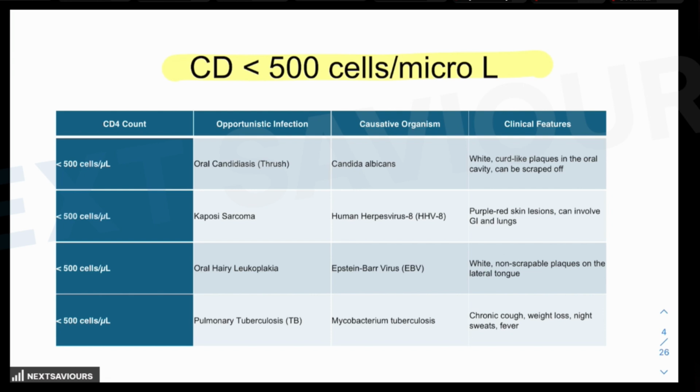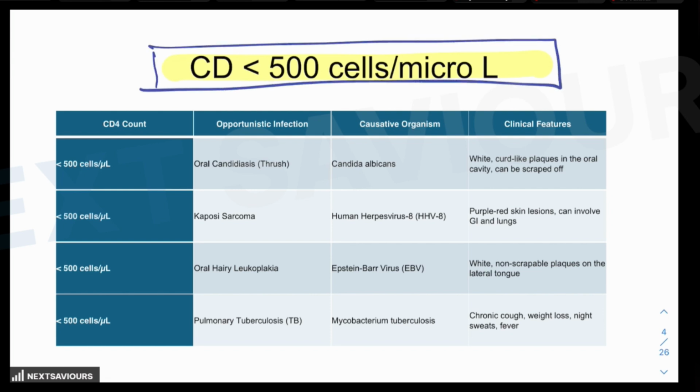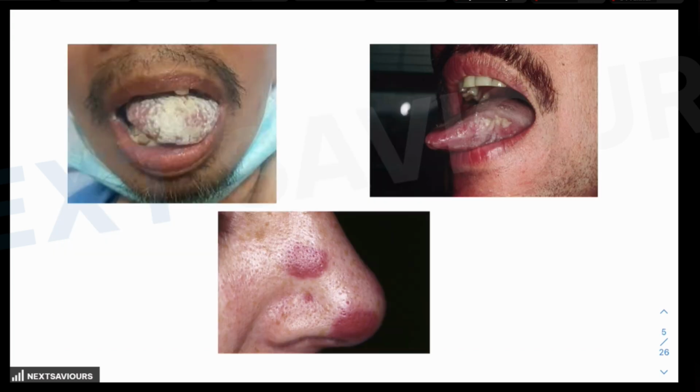Now, if in a question the CD4 count is given as less than 500 cells per microliter, then think of these infections like oral candidiasis, Kaposi sarcoma, oral hairy leukoplakia, or pulmonary tuberculosis. Although these infections might happen at any CD4 count, all of you are aware of the causative organisms and how they will be provided to you in the question.